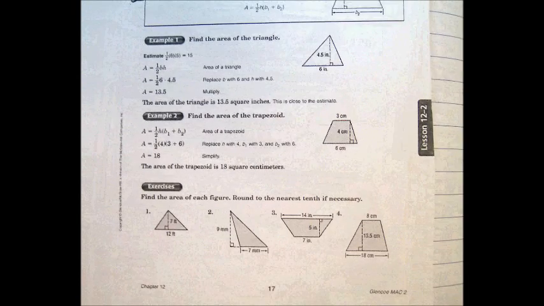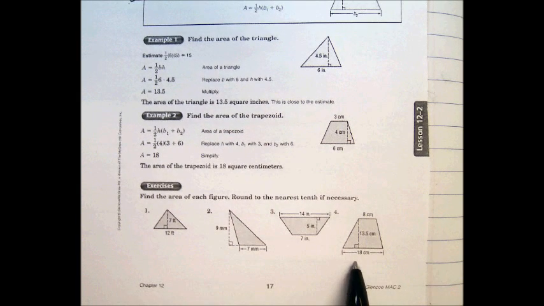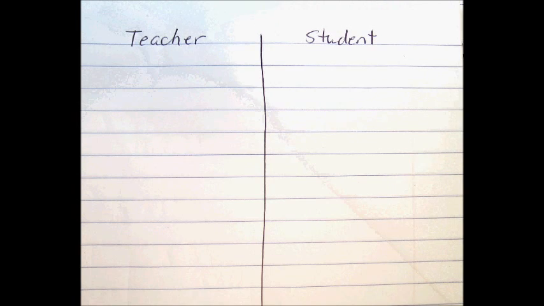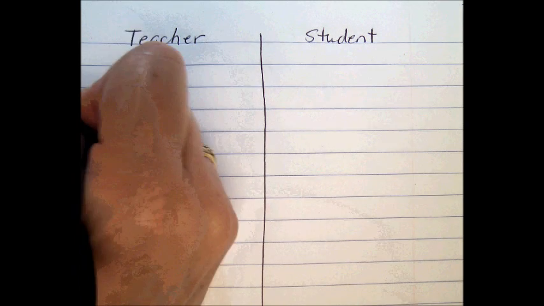Okay? Now, we're going to work on these 2 triangles down here. Again, we're not doing the trapezoids today. Just the triangles. So go over to your teacher-student side. Give yourselves the columns. Okay, I'm going to do number 1. You're going to do number 2 for practice.